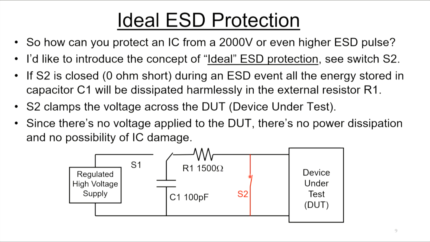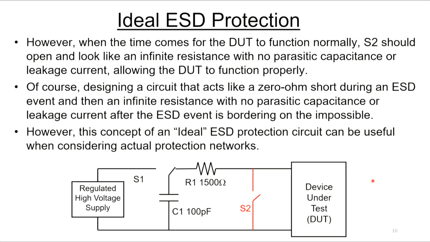Since the DUT pins are shorted out, there's no power dissipation in the DUT, and there's no possibility of damage. However, when it comes time for the DUT to function normally, you want switch S2 to open up and look like an infinite resistance with no parasitic capacitance, no leakage current, to allow the DUT to function properly.